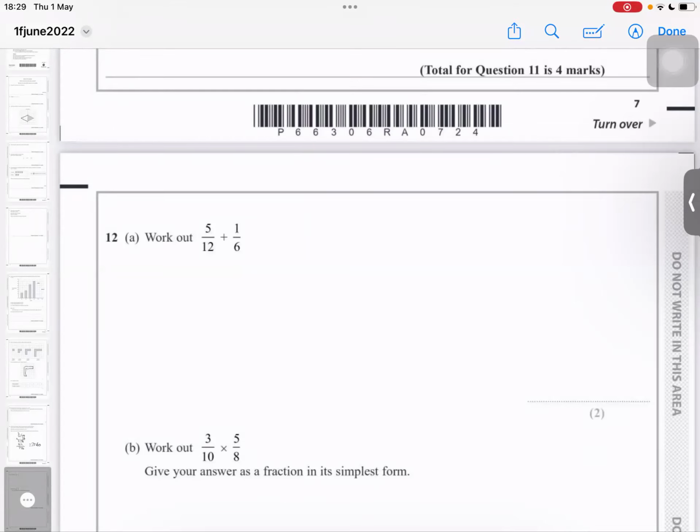Okay, this one is addition of fractions. So can you quickly do this for me? You know how to use the LCM method, right? Find out the LCM of 12 and 6 and then do all that stuff. I believe so, yes. Okay.